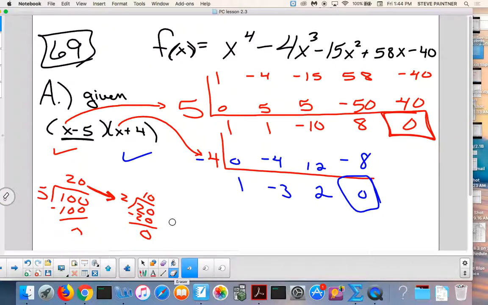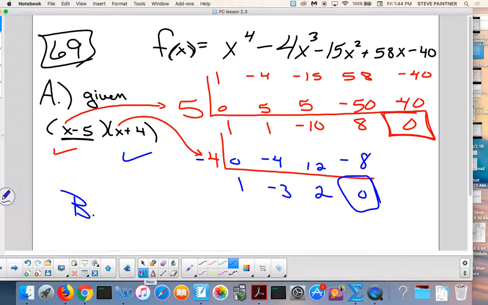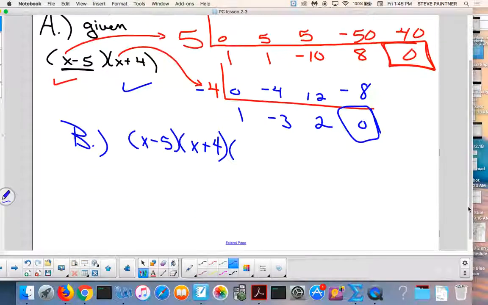How about B? What does B want? Say that again. Find the remaining factors. What you might not get is what they're saying. The remaining factors. They gave you 2 factors, but there's more. X minus 5 times x plus 4 times, there's more. How are you going to know what the more factors are?